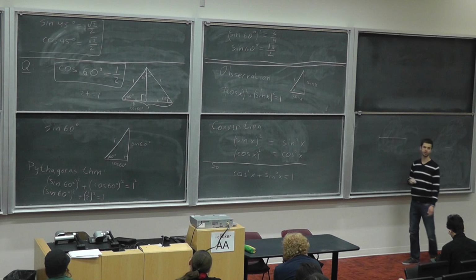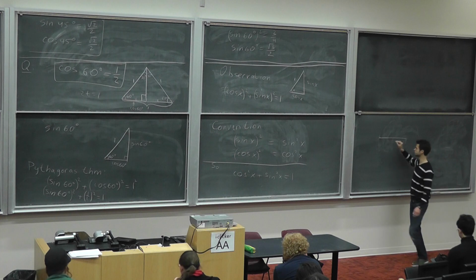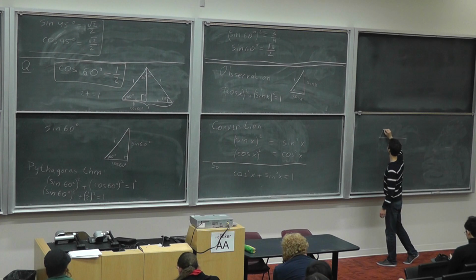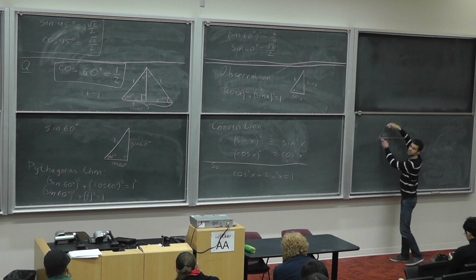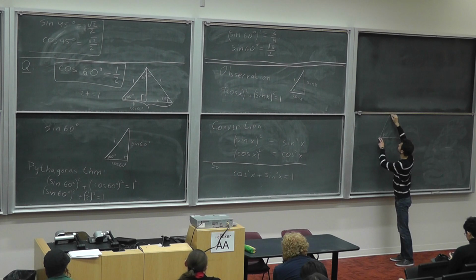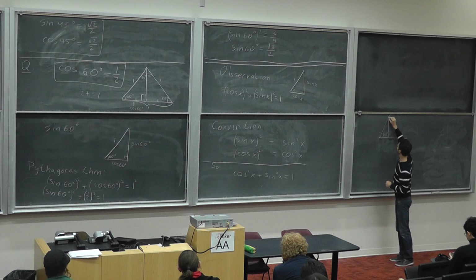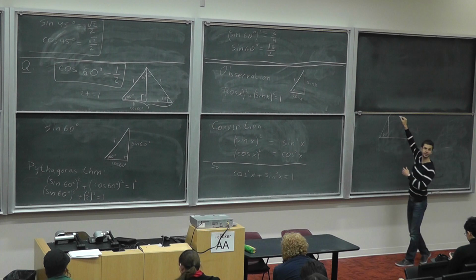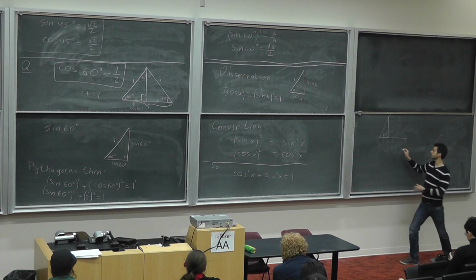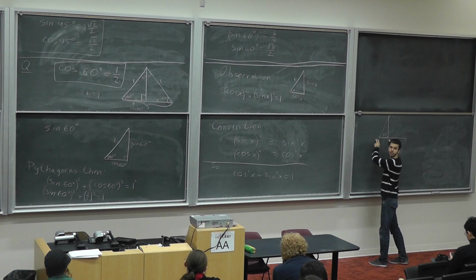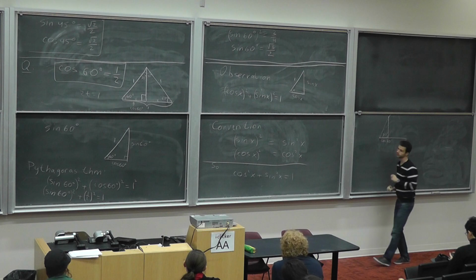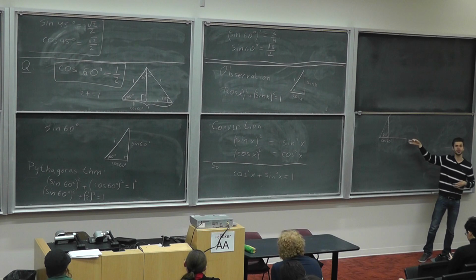Make, let's say, a horizontal line. From this horizontal line, measure the angle of 70 degrees. On this line, measure a segment of length 1. Draw a perpendicular to the horizontal line to create this right angle triangle. And this is going to be the cosine of 70 degrees. That's exactly the procedure that we did.